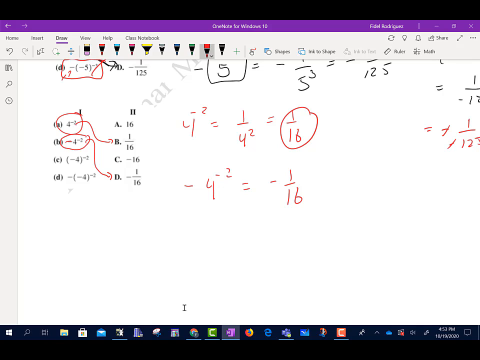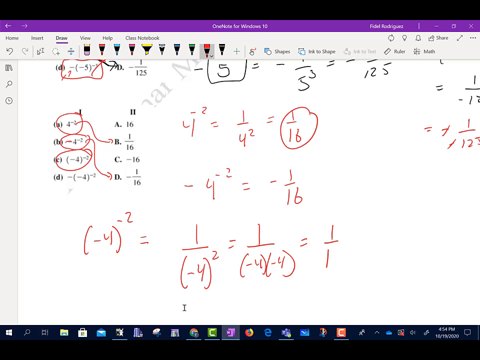Okay. Part C right here says, let's take negative 4 to the power negative 2. So I'm going to write it as 1 over negative 4 squared. Remember what this means. Negative 4 and another negative 4 is still a positive 1 over 16. So C is going to match up here. And again, the only difference between part C and part D, there was an extra negative. So if I put an extra negative, it would have to go there. So that one's going to match up there.